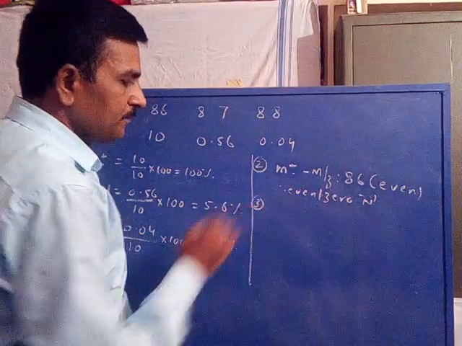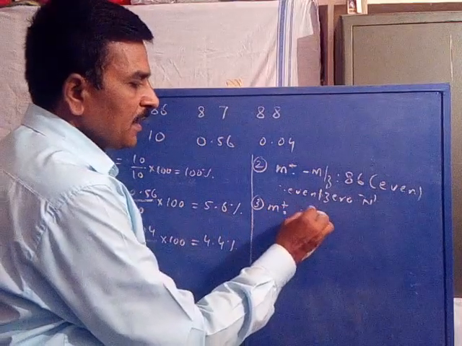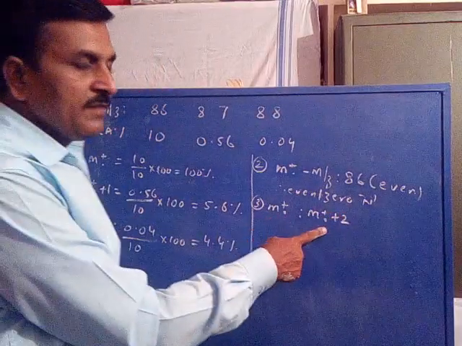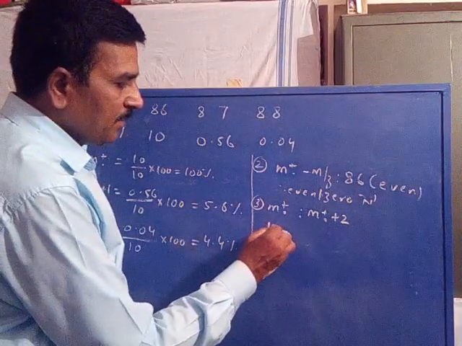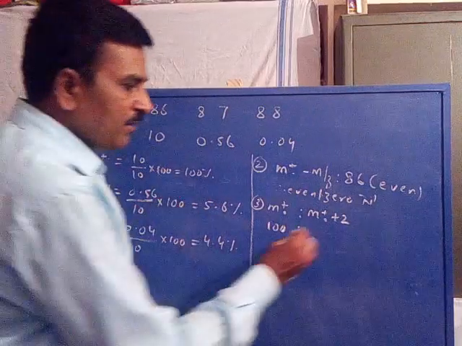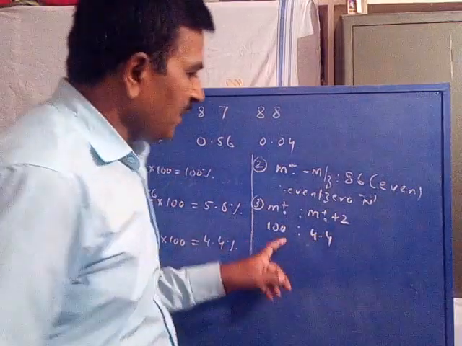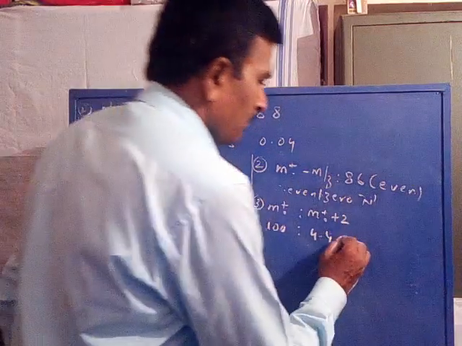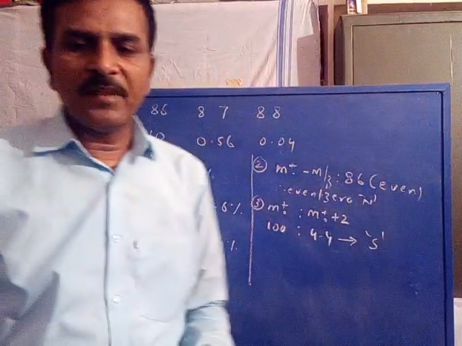Now the third guideline: comparison of the molecular ion signal intensity with the molecular ion +2 signal intensity. The molecular ion intensity is 100%, and here the molecular ion +2 signal intensity is 4.4%. If the relation is 100 to 4.4%, what does it indicate? It indicates the presence of sulfur. So there may be sulfur present.